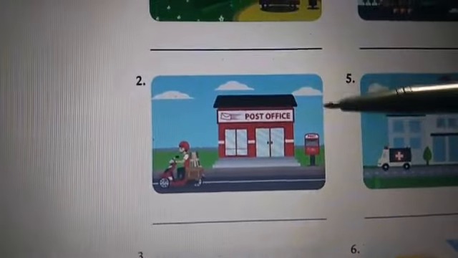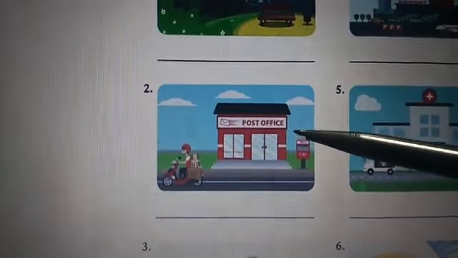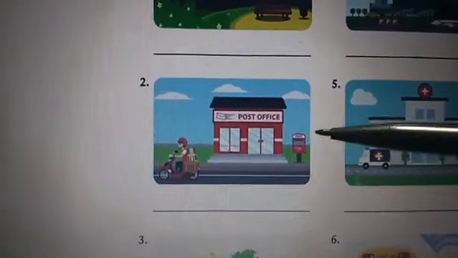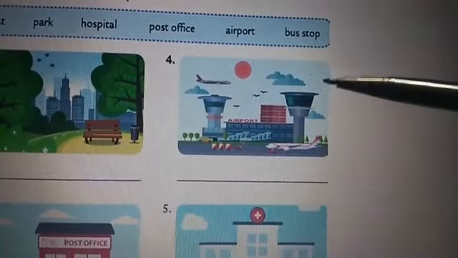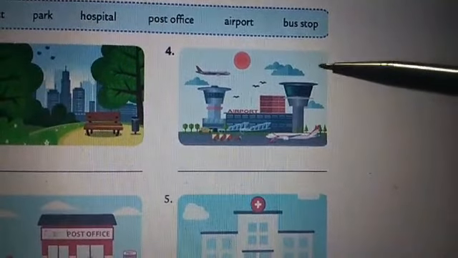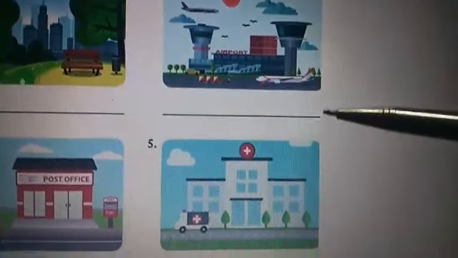Now see the second image. This is a post office. It is already written here. This is the post office. Now moving to our next picture. Picture number 3. In this picture you can see loads of greeneries and a few animals like deer, rabbit. So this is a forest. Now moving to our next picture. Picture number 4. Can you guess which place is this? Yes, it is an airport. So our fourth picture is of an airport.